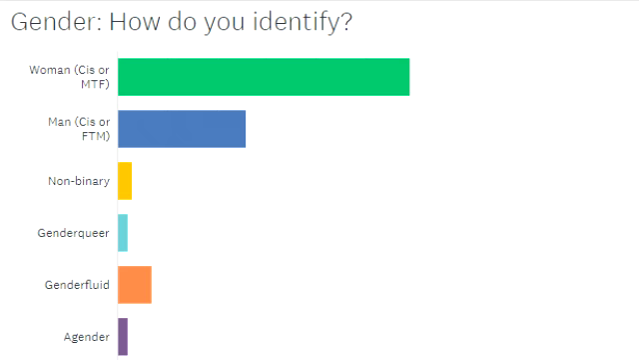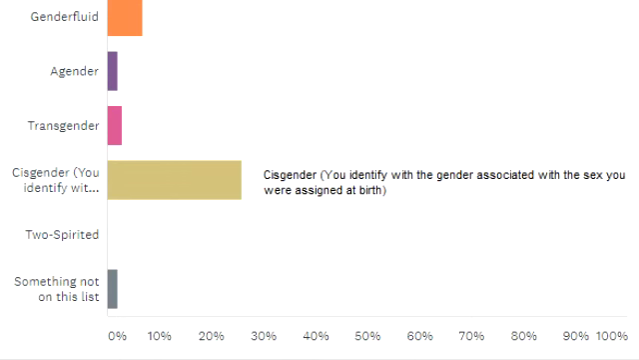A little more gender fluid, a few respondents of agender and transgender, about 26-ish% identify as cisgender, which I defined there for people who may have not heard the term before, which means you identify with the gender that is typically associated with the sex that you were assigned at birth.